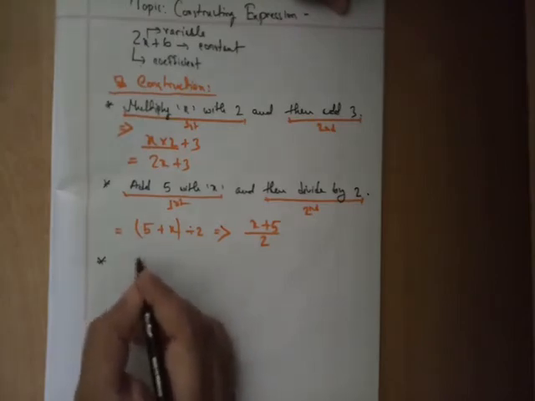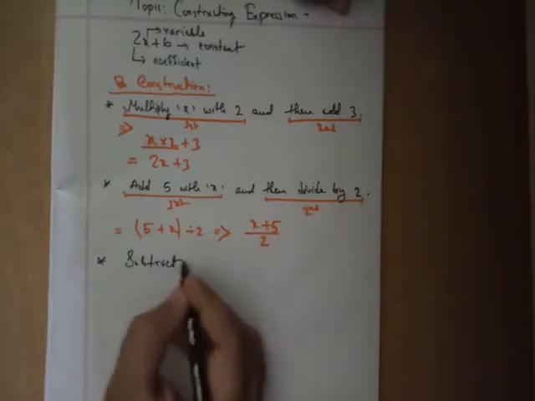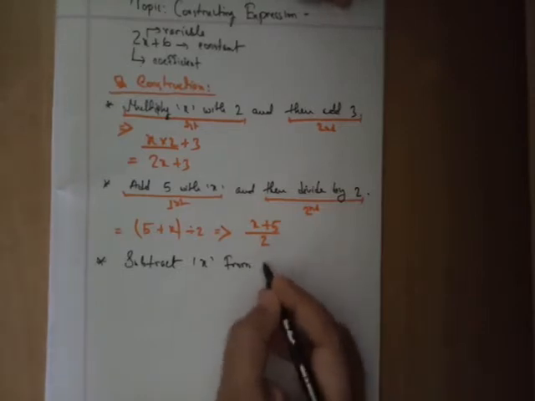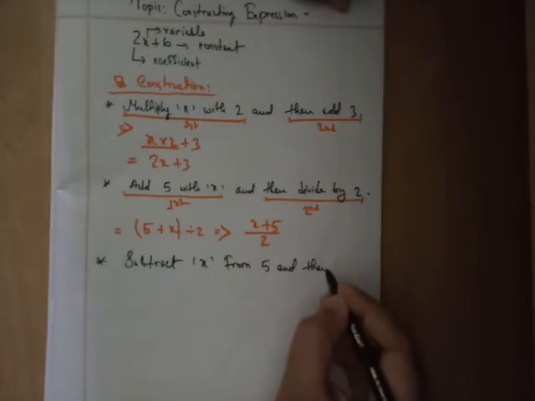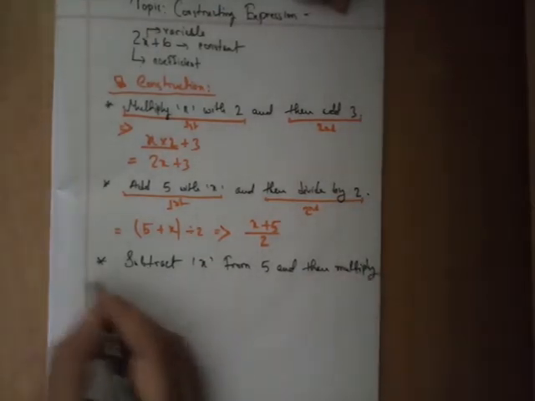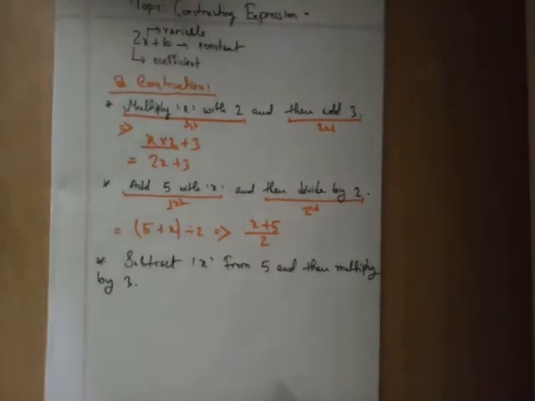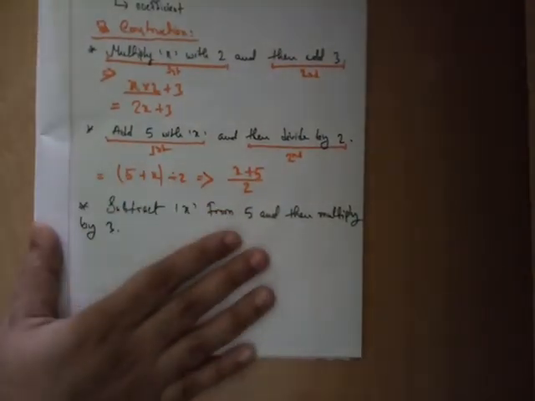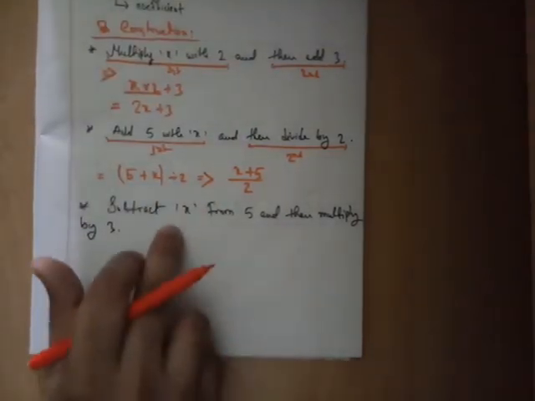Suppose subtract x from 5 and then multiply by 3, right? So in order to do these maths, you need to understand the language. It's very important. See, first of all, my variable is x.